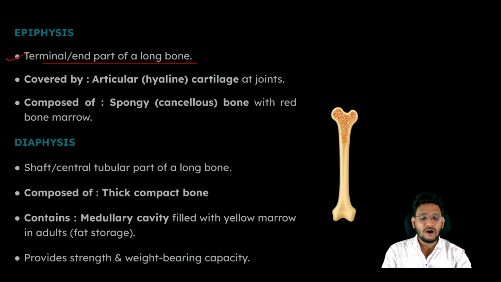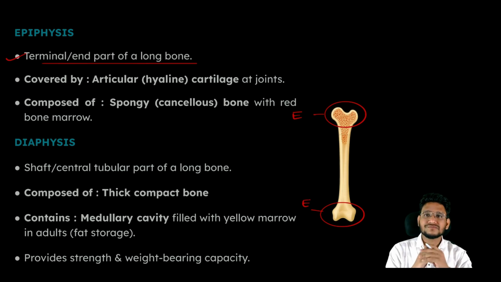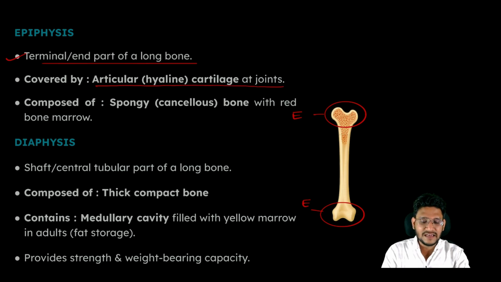This is the picture of a long bone, and this is the end part of the bone. This is another end or terminal part of the bone. These end or terminal parts are called the epiphysis. Clear? These epiphyses are covered with articular or hyaline cartilage at joints. These terminal ends of the bone attach with a part of another bone and form a joint. So these epiphyses are covered with articular or hyaline cartilage. This is important.